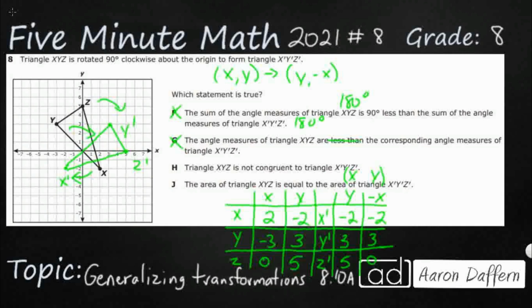Triangle XYZ is not congruent. No, it is congruent. All I did was rotate it, I did not dilate it. The area of triangle XYZ is equal, yes, because since I just rotated it, it's equal and congruent. The answer is J.